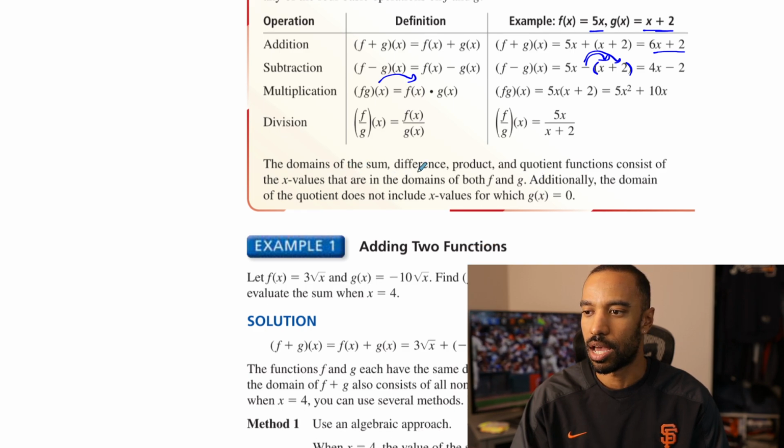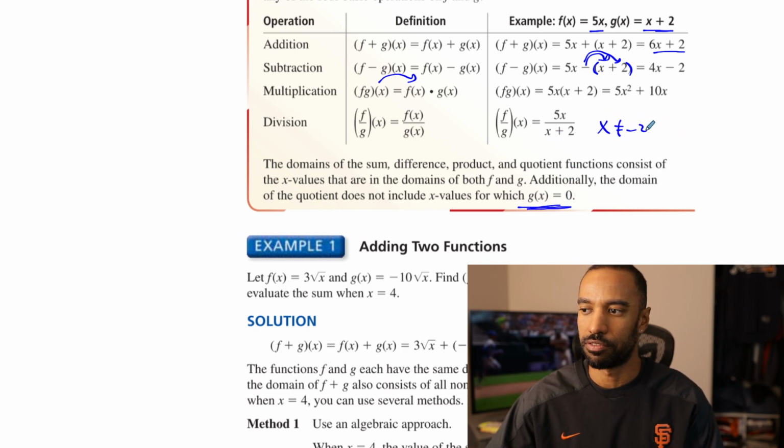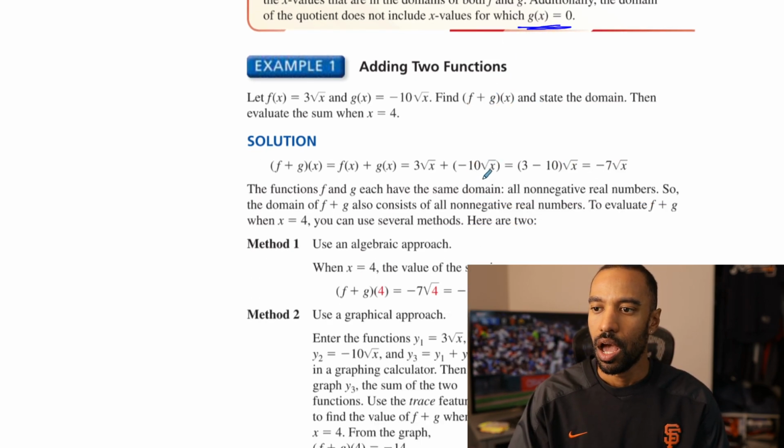Okay, the domains of the sum, difference, products, and quotient functions consist of the x values that are in the domains of both f and g. Additionally, the domain of the quotient does not include x values for which g of x equals 0. There it is right there. You cannot have negative 2 on this one. X cannot equal negative 2 because then you divide by 0, and that's not allowed.